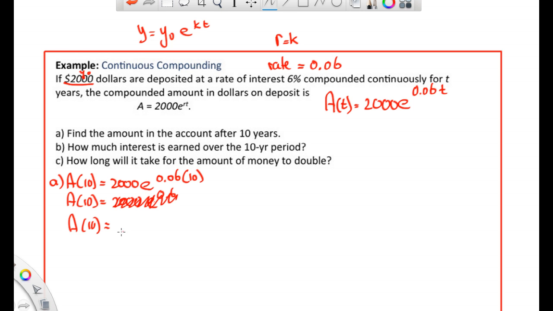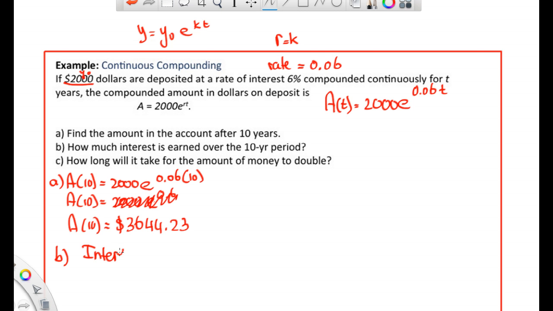So the amount is $3,644.23. Rounded to 2 in this case because it's money. Okay, then B says how much interest is earned.